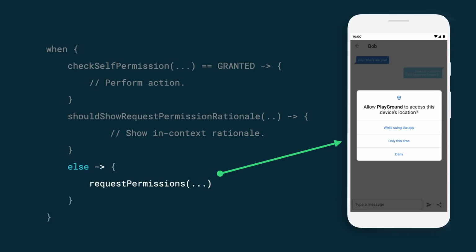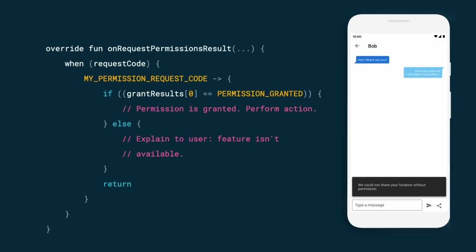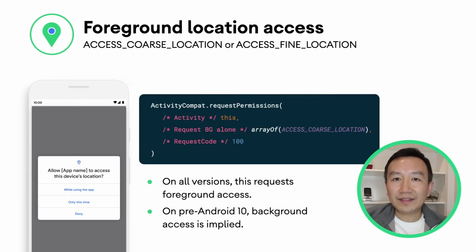This prompts a system dialog offering the user 3 options. Let's say the user selects deny. Then you receive a callback here. Since the request was denied, you should make sure to explain which functionality within your app won't work because of that decision. In this case, we could show an explanation, for example, in a snack bar to indicate that the functionality isn't available.